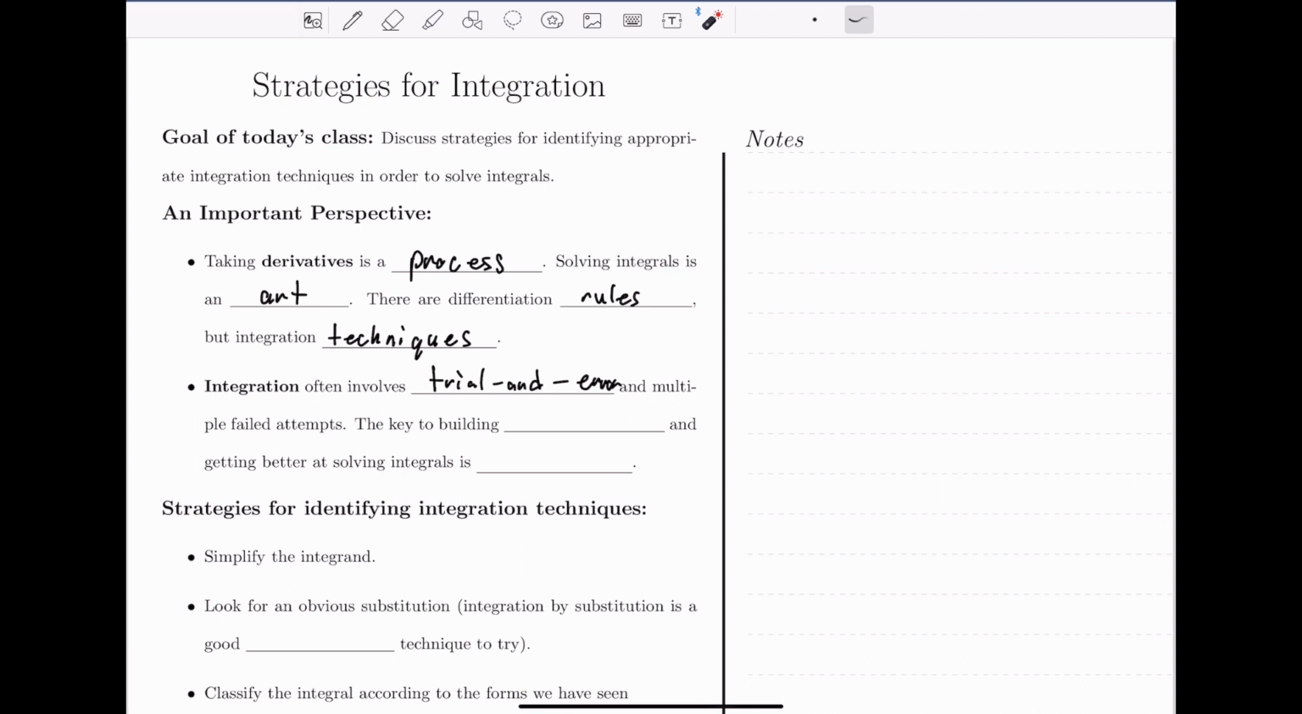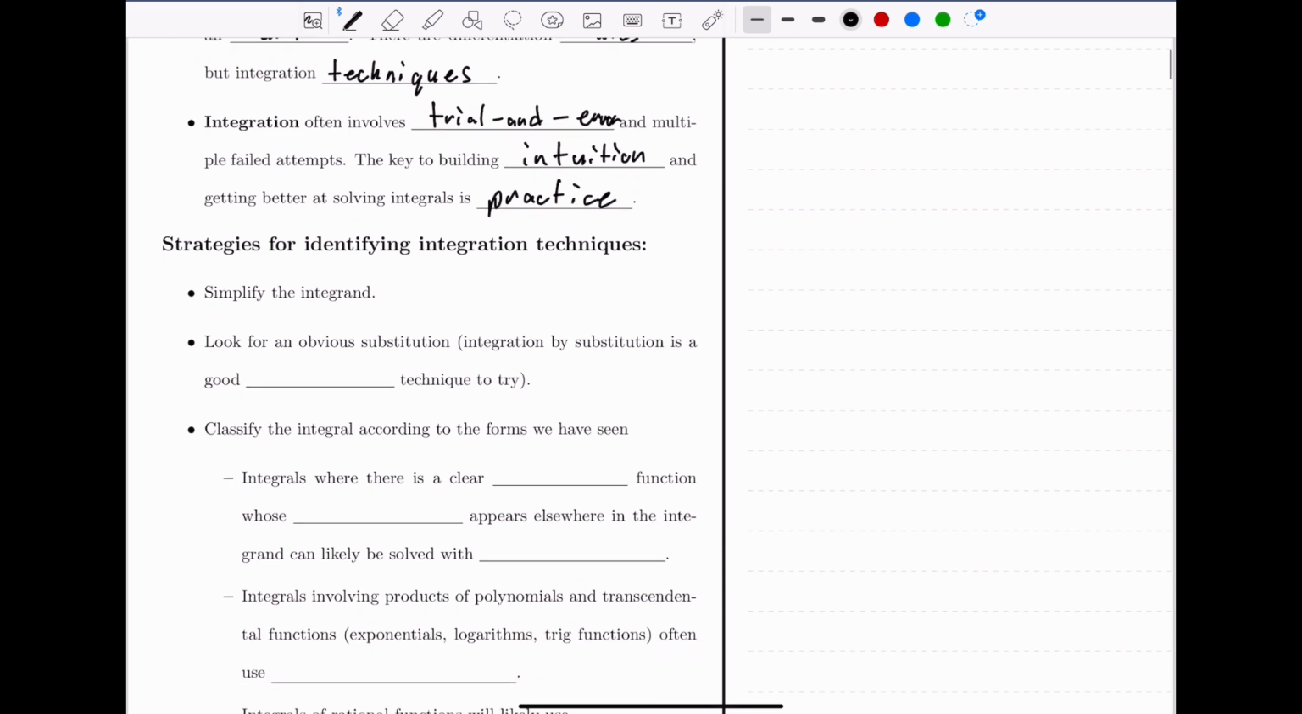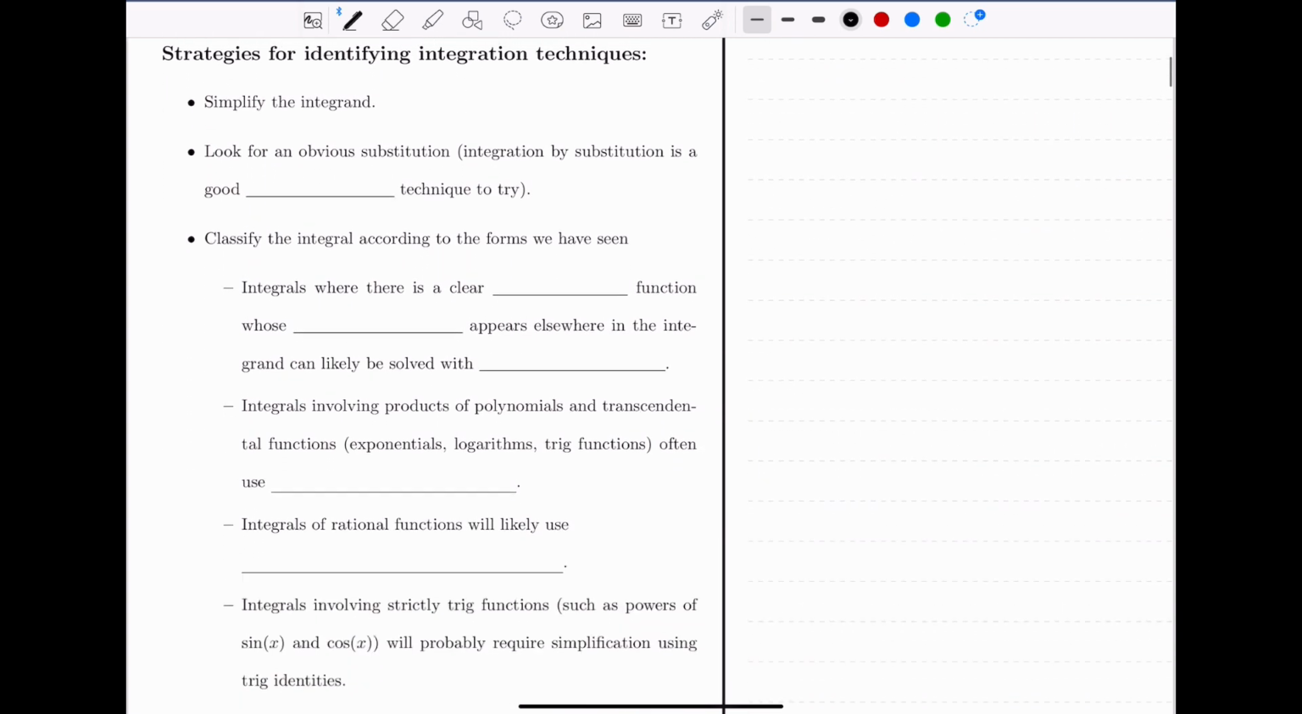The key to building intuition and getting better at solving integrals is practice. And I know this sounds cliche, but really the way to get better at integration is to try to do a bunch of integral examples. So let's talk about some strategies for identifying which integration technique would be most appropriate.